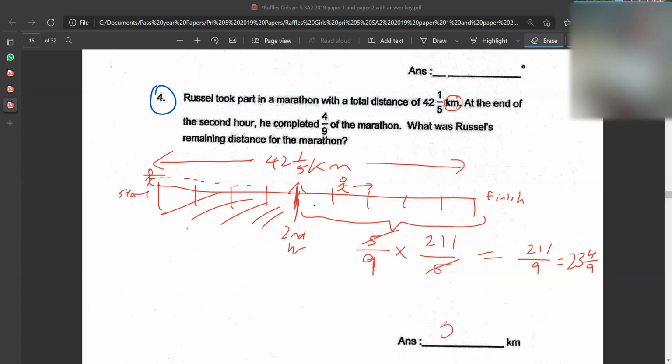Let me ask you a question. When you ask your good friend calculator, your calculator will show you 23.444444444444444 or 211 over 9 or 23 4/9. Which one should you put as your answer and why? 23 4/9. Why? Because I say so. Because the answer says so. No, because 211 over 9 is an improper fraction.